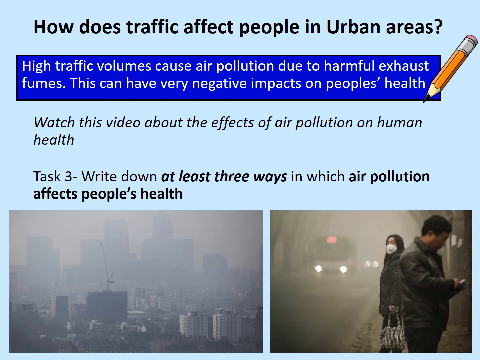Now, next we're thinking about how does traffic affect people in urban areas. High traffic volumes cause air pollution due to harmful exhaust fumes. This can have very negative impacts on people's health. So the fumes from the cars can cause a lot of air pollution, and that can harm people's health. Obviously we now have more hybrid cars on the road. We're trying to move more to electric vehicles as well. By 2030 the aim is to ban all petrol and diesel cars in the UK to try and lessen the effects of air pollution, but it can still have a negative impact on people's health.